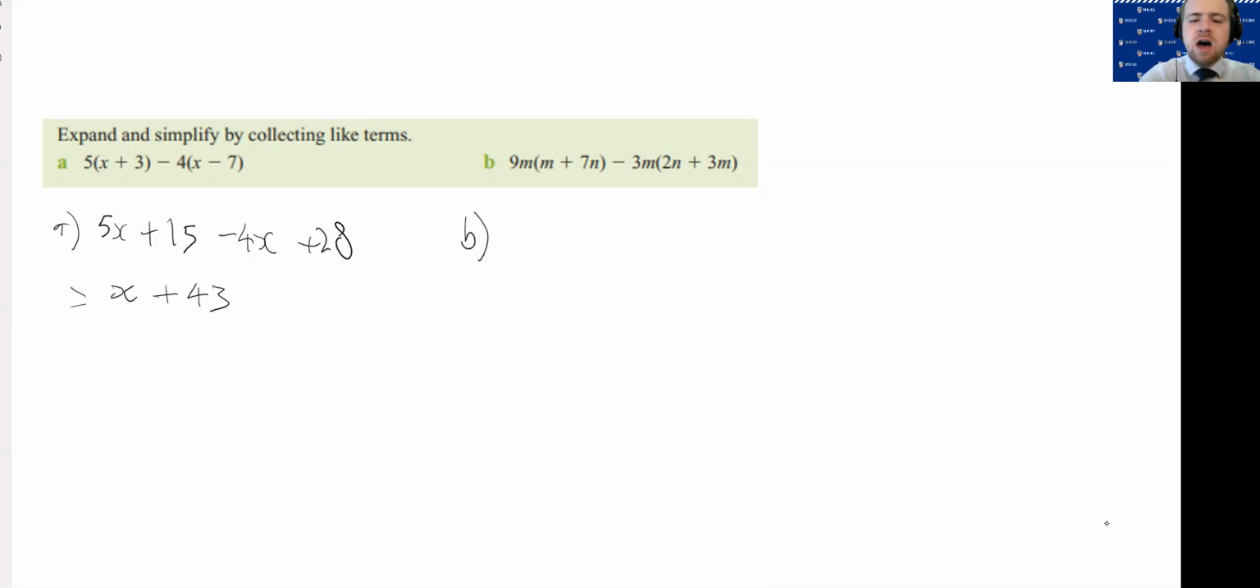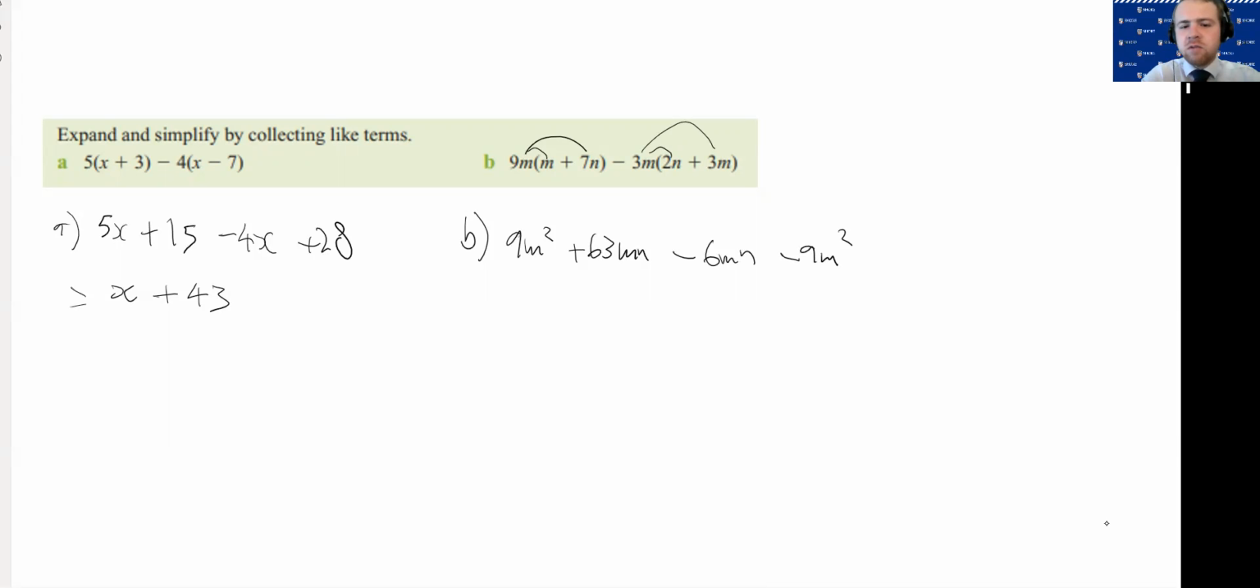Okay, and finally, 9m times m is going to be 9m squared. 9m times 7n. So we multiply the coefficients together, and we get 63mn. And then minus 3m times 2n is going to be minus 6mn. And then minus 3m times 3m is going to be minus 9m squared.